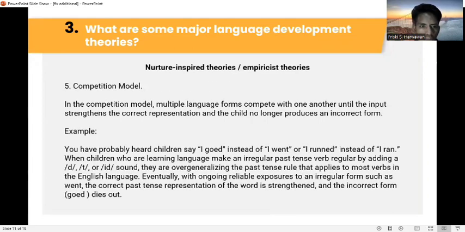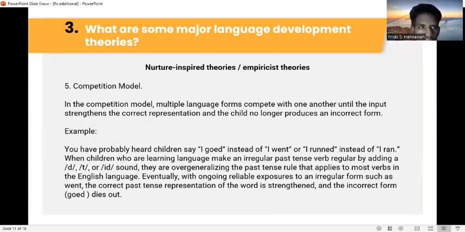And nurture-inspired theory number five is the competition model. In this competition model, multiple language forms compete with one another until the input is strengthened in the correct representation and the child no longer produces an incorrect form. For example, children usually overgeneralize the past tense rule. They make irregular verbs regular by using the regular verb rule. For example, they say "I goed" instead of "I went."